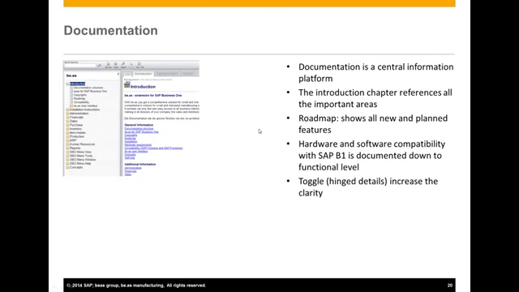I'd like us to look at documentation, which is a very important key for knowledge sharing. We have extended the documentation with the new chapters roadmap and compatibility. In this roadmap, there isn't only what we have planned, but also what is already available, including videos and extended documentation.